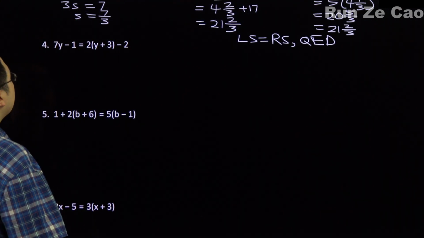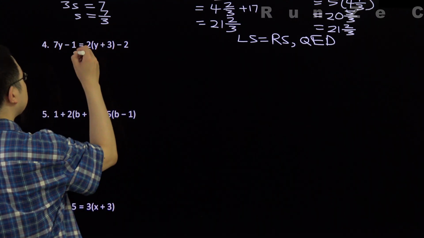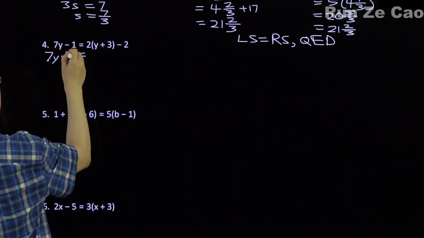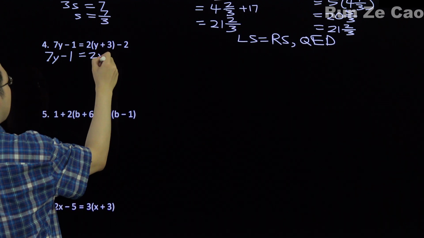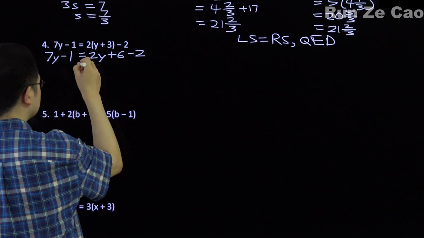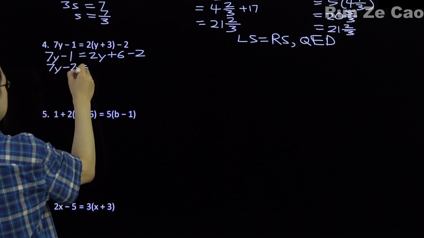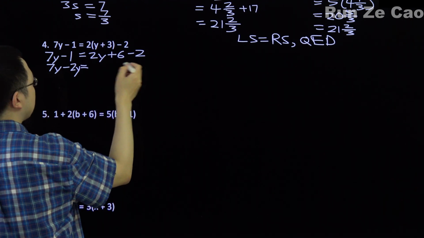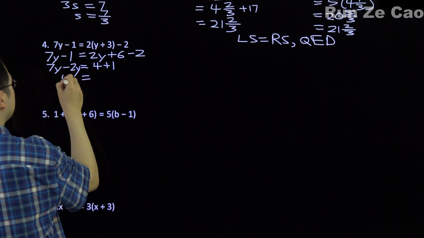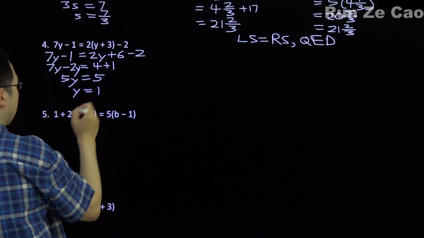Now for 7y minus 1 is equal to 2 times y plus 3 minus 2. That's going to be 7y minus 1 equals 2y plus 2 times 3 is 6 minus 2. So 7y minus 2y is equal to 6 minus 2 is 4 plus 1. So 5y is equal to 5. y equals 1.